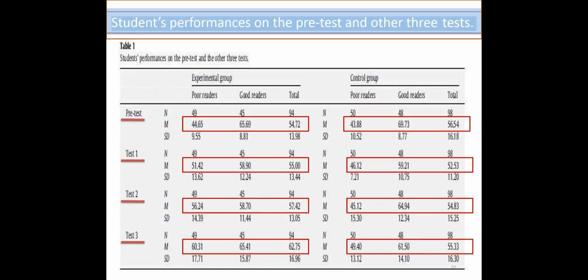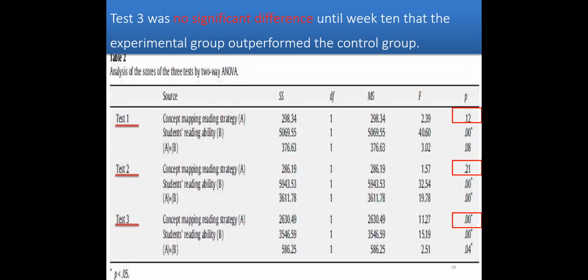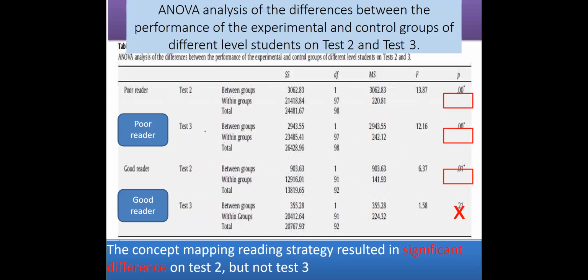Coming back to the first table, you will see that no significant interaction was found between the use of the concept mapping reading strategies and student levels, right? But you already see significant interactions between the concept mapping reading strategies and student levels on test 2 and test 3. Okay, you will see that, and with the ANOVA analysis.